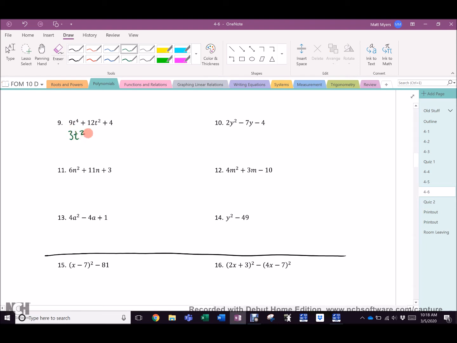3t squared plus 2 squared. Or, of course, 3t squared plus 2 times 3t squared plus 2. Both of them are okay. This one is, let's get a good color going.